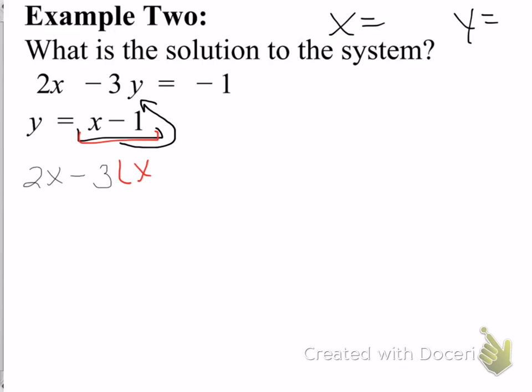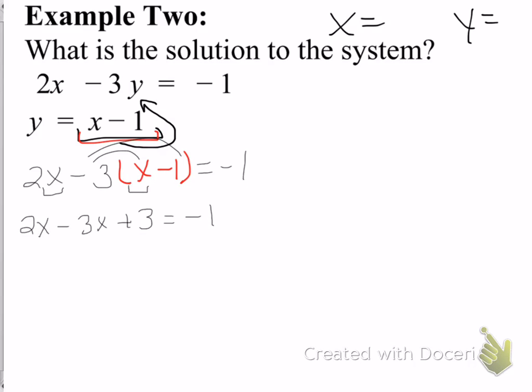So we have x minus 1, and then equals negative 1. Well, now we have x in this entire problem, so let's go ahead and solve for that variable. So distribute through your negative 3. So you've got 2x minus 3x plus 3 equals negative 1.